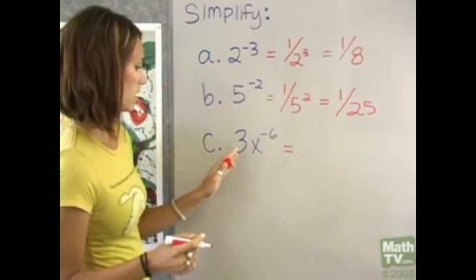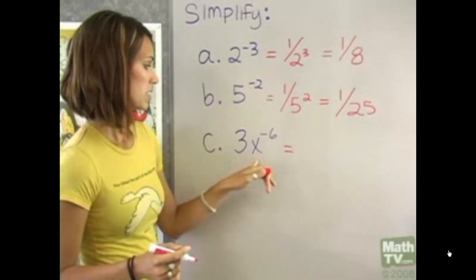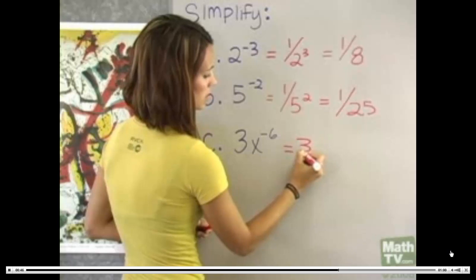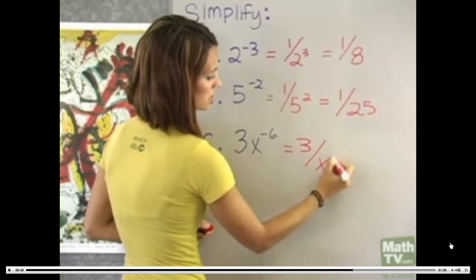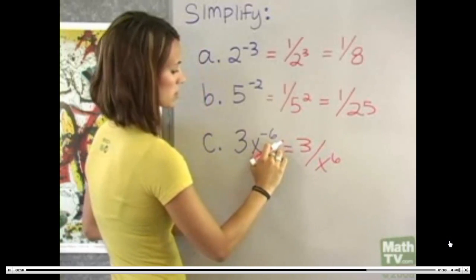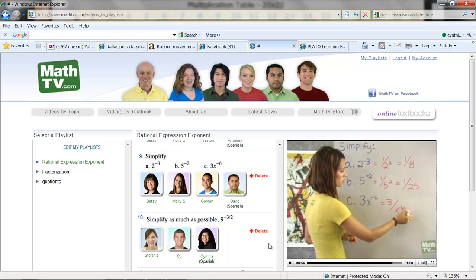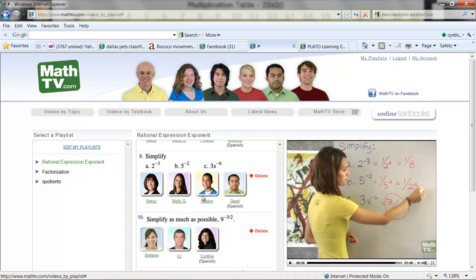And our last one, we have a 3 times x to the negative 6. So we can rewrite this as 3 over x to the 6 to get rid of the negative exponent. And we can't simplify that any further, so that looks like our answer right there.